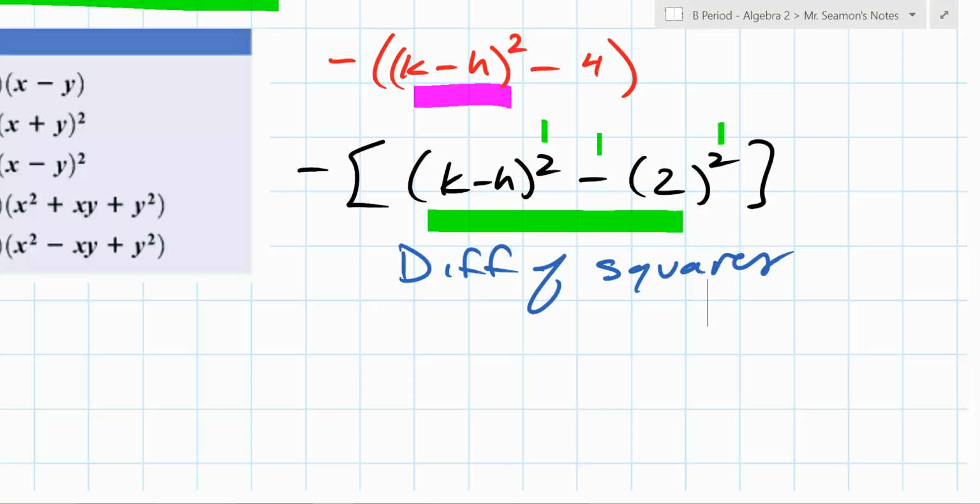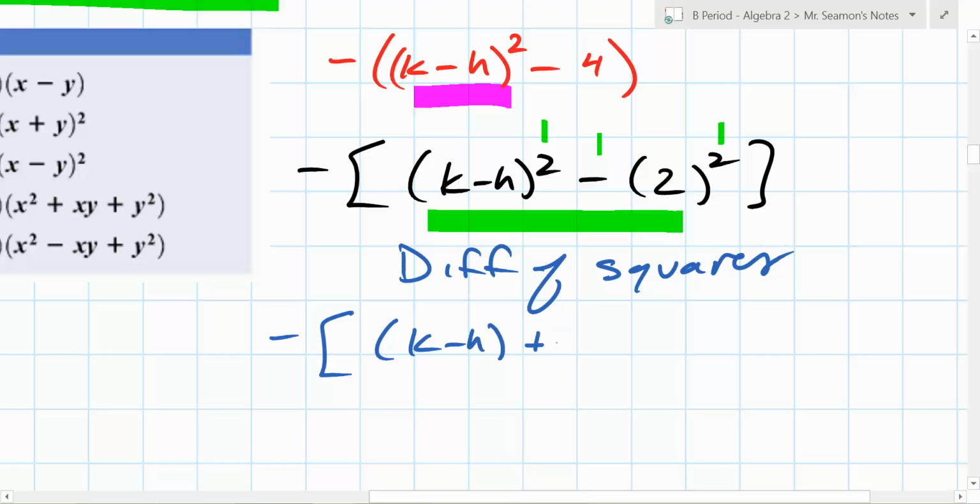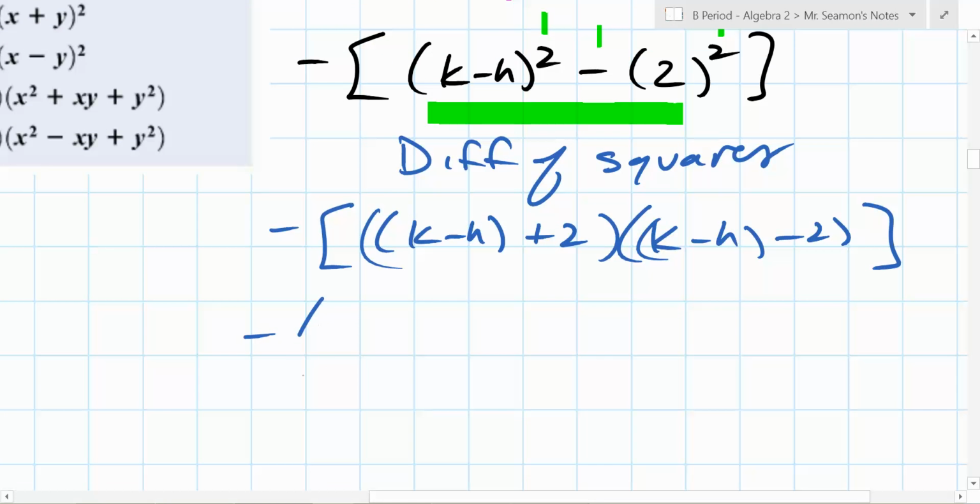So what was that formula? a squared minus b squared is (a plus b) times (a minus b). So what does this turn into? (k minus h plus 2) times (k minus h minus 2). So what does this actually factor into? (k minus h plus 2) times (k minus h minus 2).